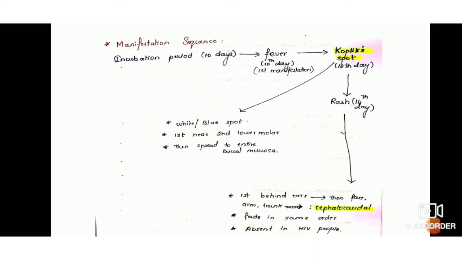Now the manifestation sequence. There is an incubation period of 10 days. After these 10 days we have the fever. That is, fever is the first manifestation to be noted, and then after 2 days of fever we have Koplik spots. The mother gave the history of the white-blue spots. This spot first occurs near the second lower molar and then spreads to the entire buccal mucosa. After the Koplik spots, after 2 days we have the rash, and this rash first appears behind the ears. Actually, this is a question.